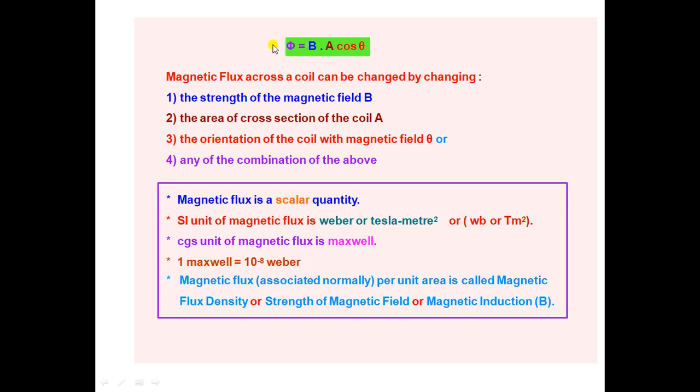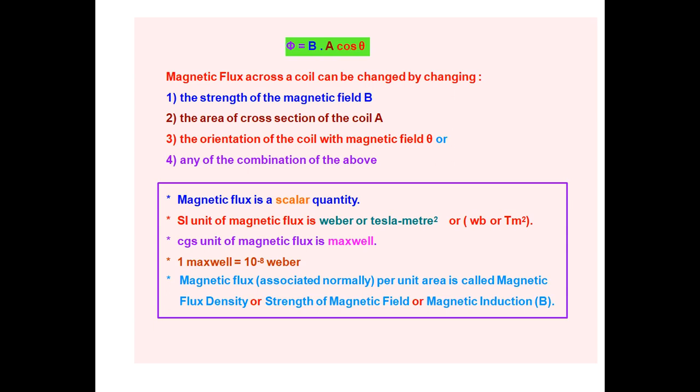Therefore, the magnetic flux depends on some factors. The first one is the strength of the magnetic field B. It also changes with the area of cross section of the coil A, and the orientation of the coil with the magnetic field theta, or any combination of the above. So it depends on three main factors.